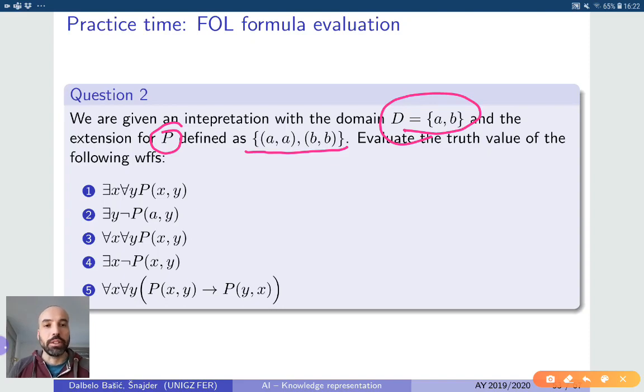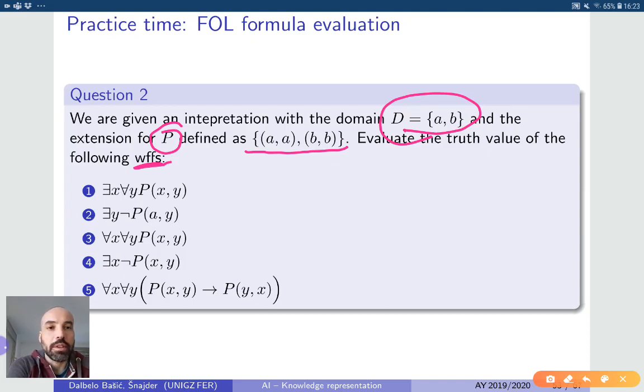And now we need to evaluate the truth value of the following WFFs, which means the formulas here are allegedly syntactically valid. That should be the case, otherwise it doesn't make sense to evaluate the formulas. So let's look at the first one: exists x for all y such that P(x,y).